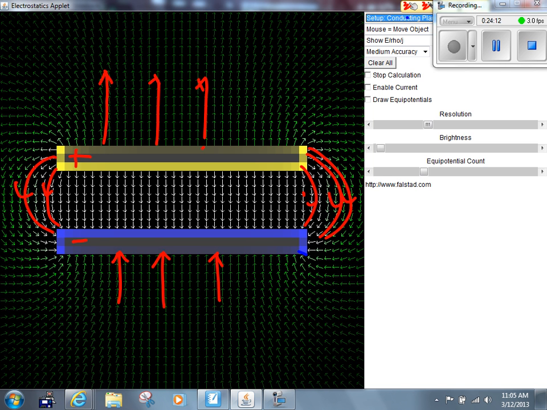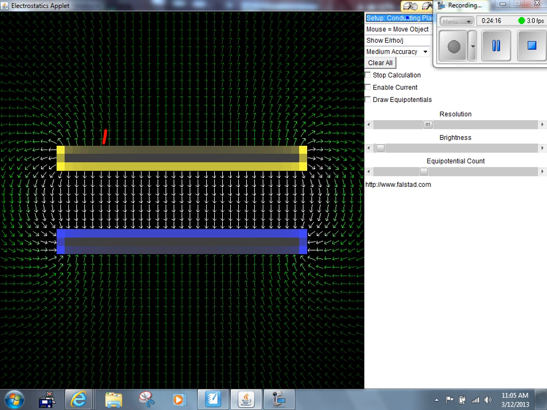The part of this that I'm really concerned with here, that I really want you to focus on, is in between these plates. Notice these field lines are all pointing from the positive plate to the negative plate. Notice these field lines are also all parallel. That tells us that in this case, we have what we call a uniform field, a field that's the same here, here, here, everywhere. The field is the same everywhere.